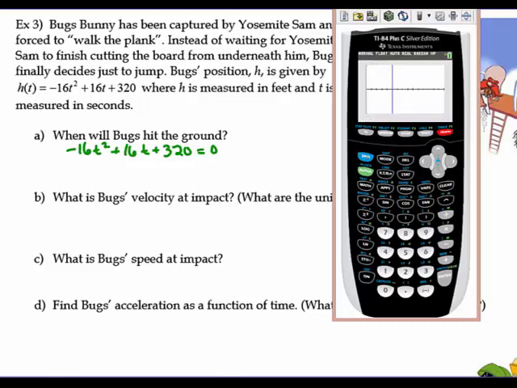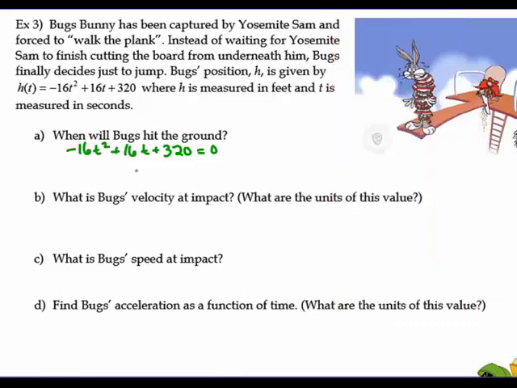Second calc, zero. That looks like it's at 1, 2, 3, 4, 5. So I'm going to say left bound is 3, right bound is 7. And look at that, it's exactly 5. Bugs will hit the ground at t equals 5 seconds.